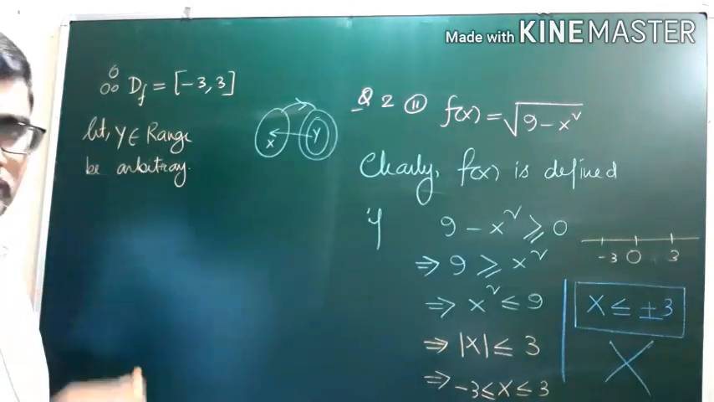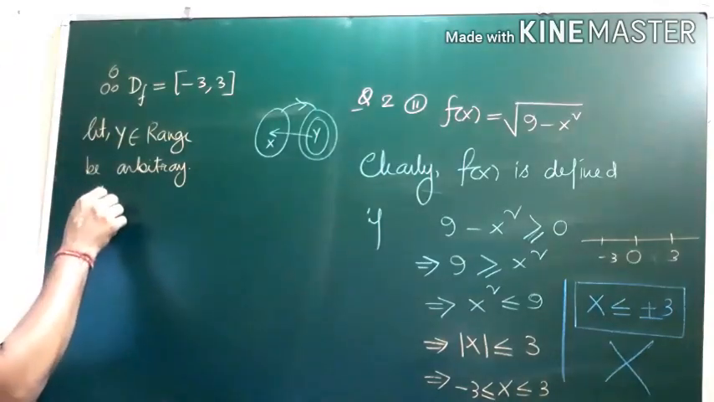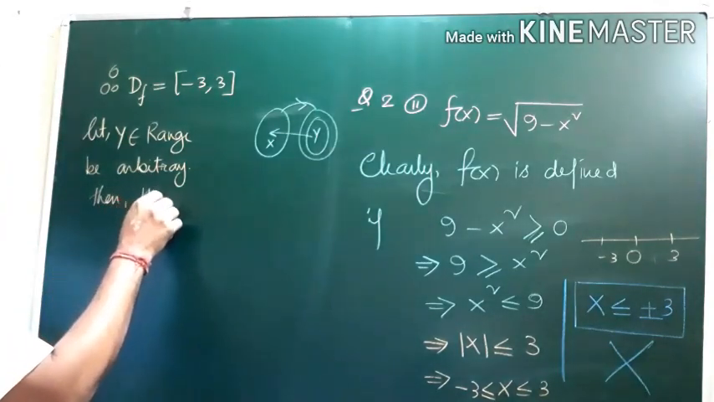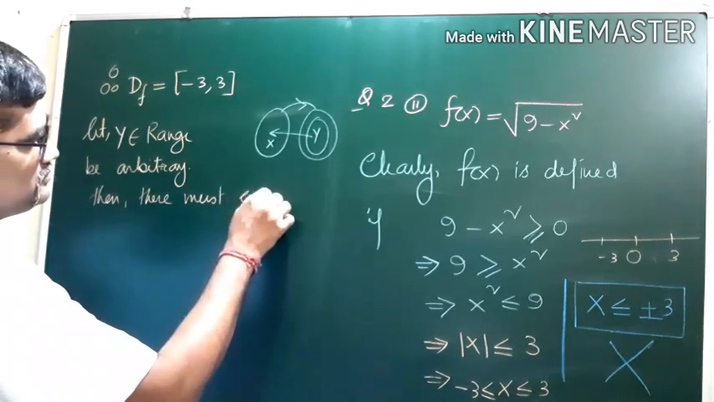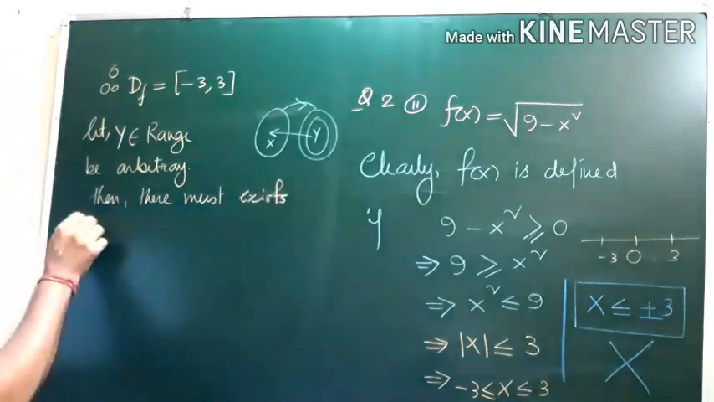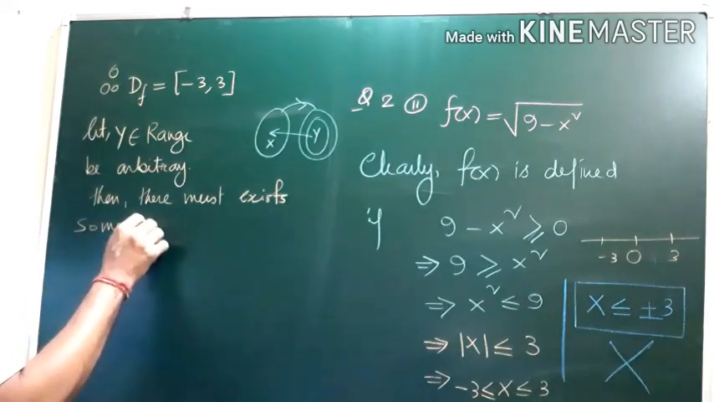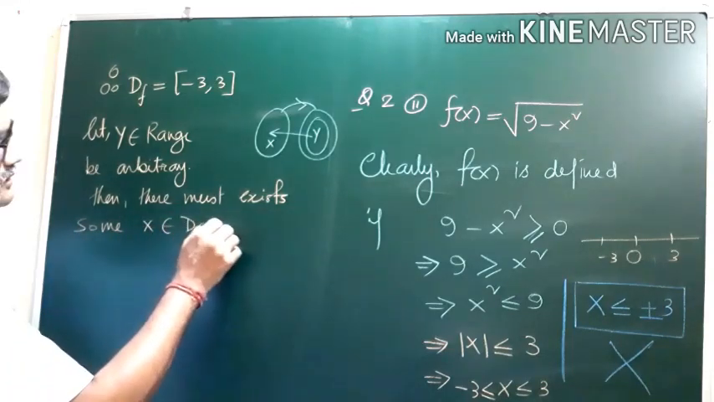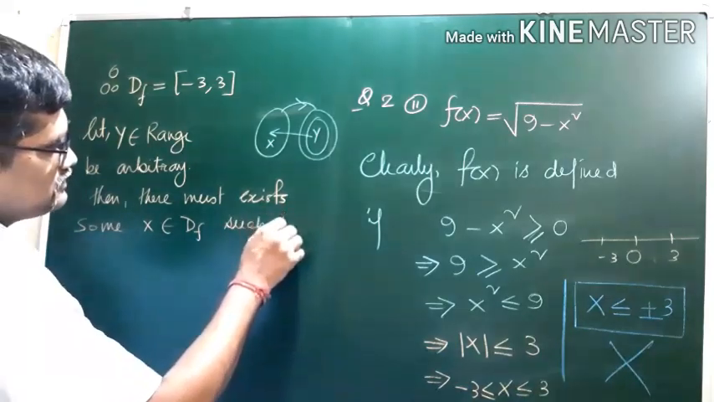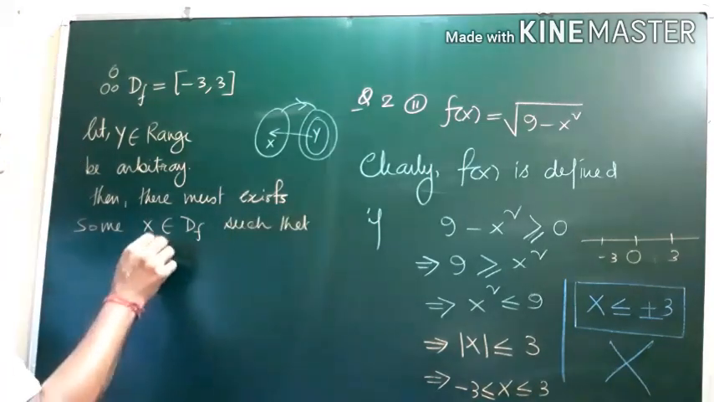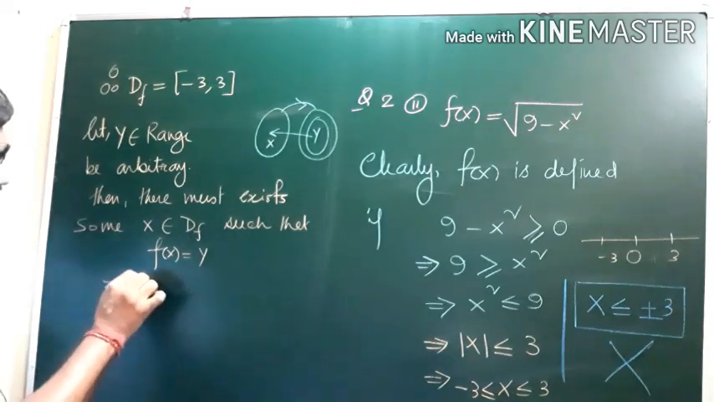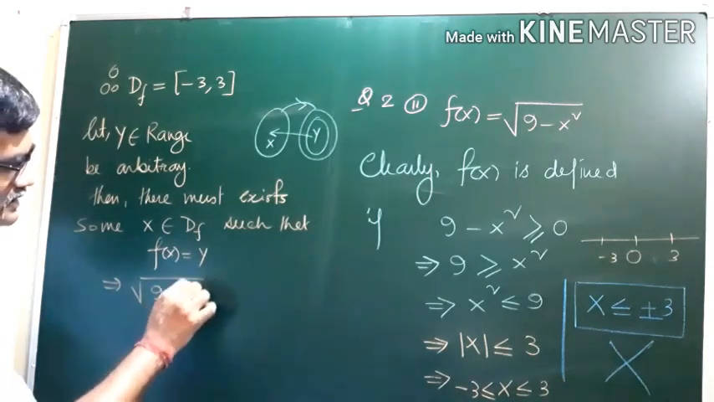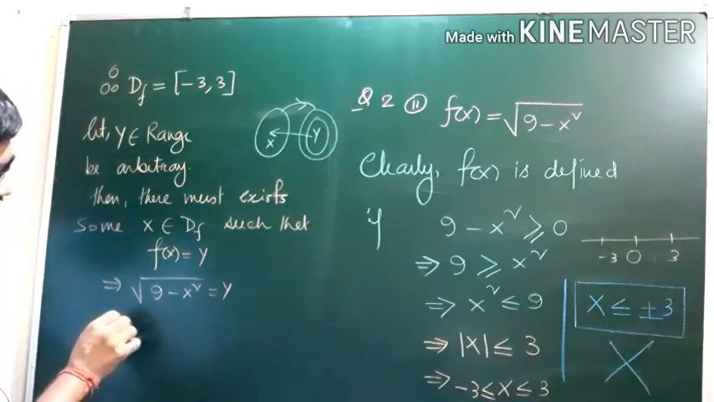Arbitrary means any randomly chosen element. Then there must exist some x belonging to the domain such that f of x equals y. What is this giving you? 9 minus x square is equal to y.